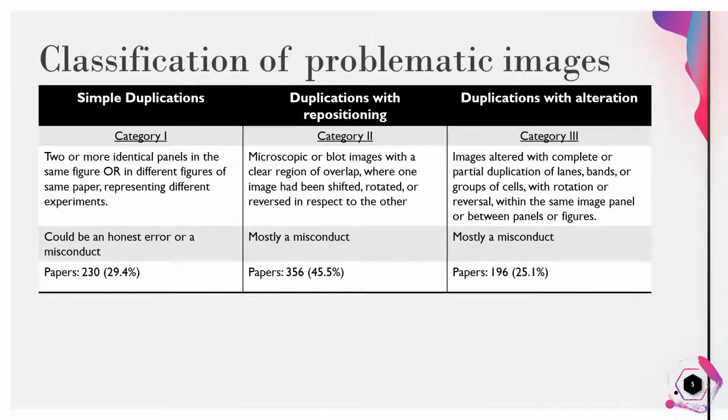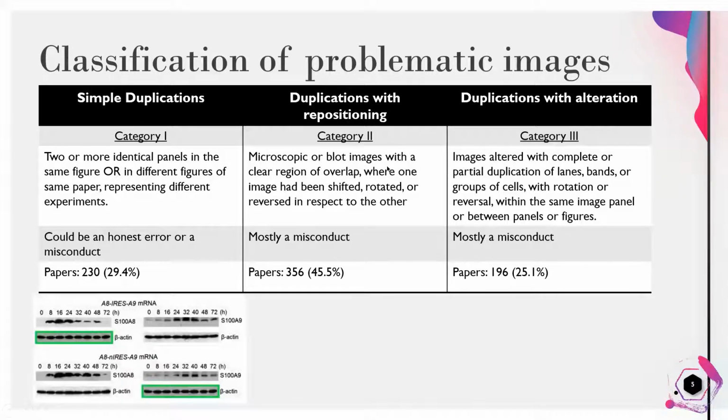So how were these images identified for duplicacy? These images were divided into 3 categories. The first category is simple duplications. Here, 2 or more identical panels were copy pasted within the same figure or in different figures of the same paper, but these two figures represented different experimental conditions. As you can see, the green panels here are exactly the same, but they are from different experiments. This could be due to honest error or misconduct.